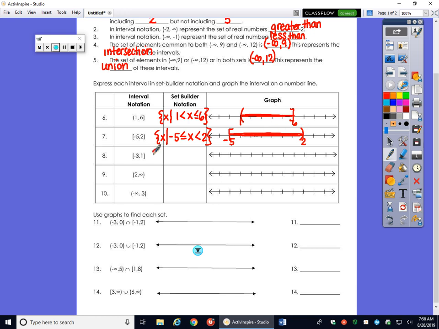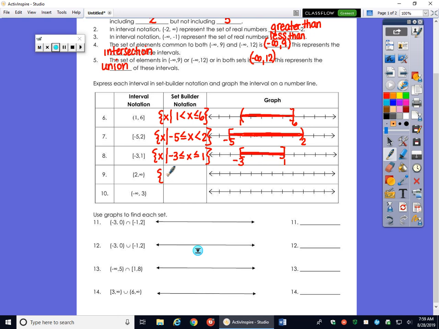-3 to 1, brace, X such that, -3 to 1, brace, and both are included, so both are going to have the equal to underneath. Put -3 here, 1 here, both braces, and we want everything in between. Sorry, both brackets. 2 to infinity, so this is every number.